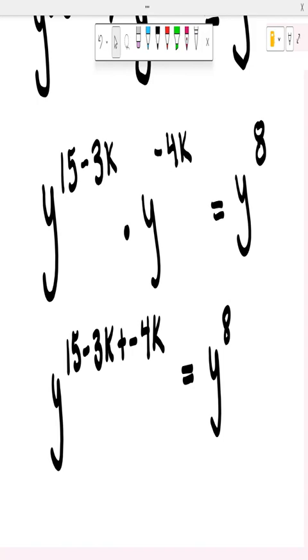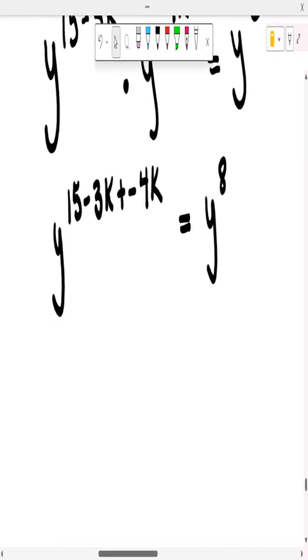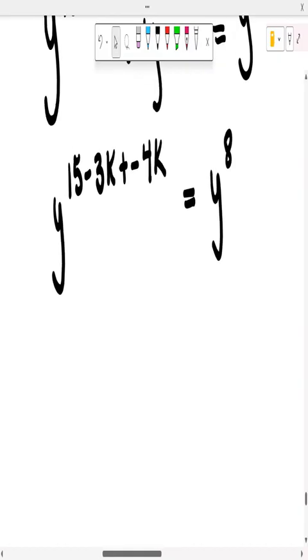But you can't logically say they're equal to each other until you have one base on one side that's the same as the other base on the other side. So you are using exponent laws to be able to drop it and not write this extra step.